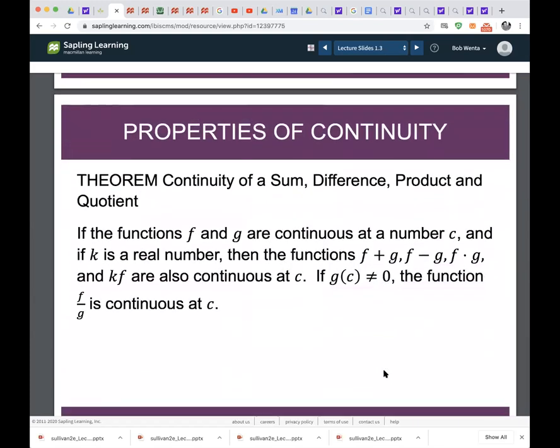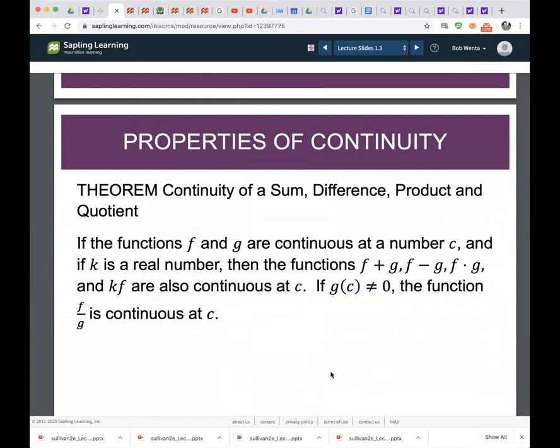And then the properties, check this out: sum, difference, product and quotient. If f and g are continuous at the number c, and k is a real number, then the functions f plus g, f minus g, f times g, and k times f are also continuous at c.